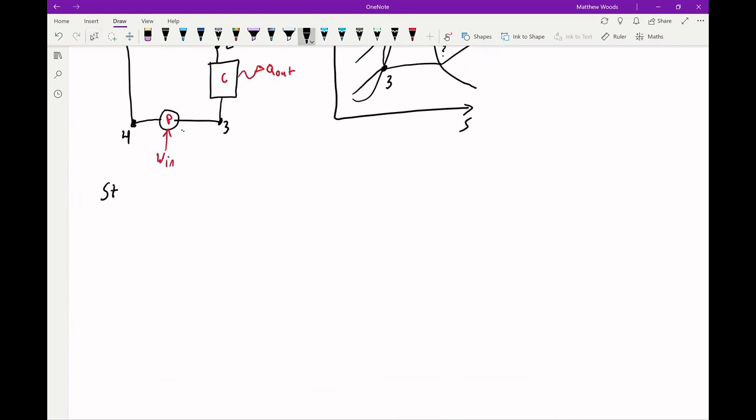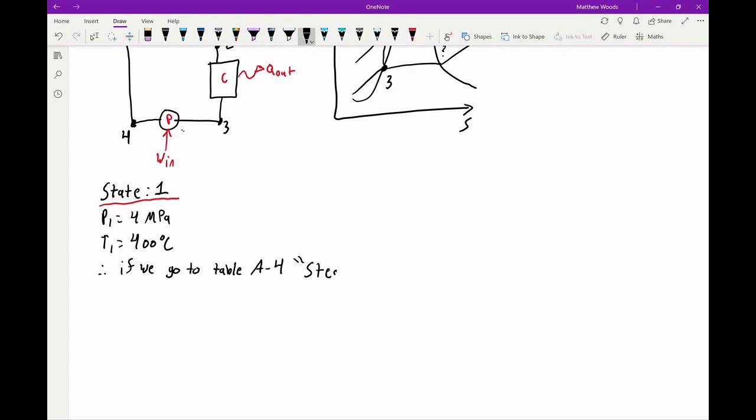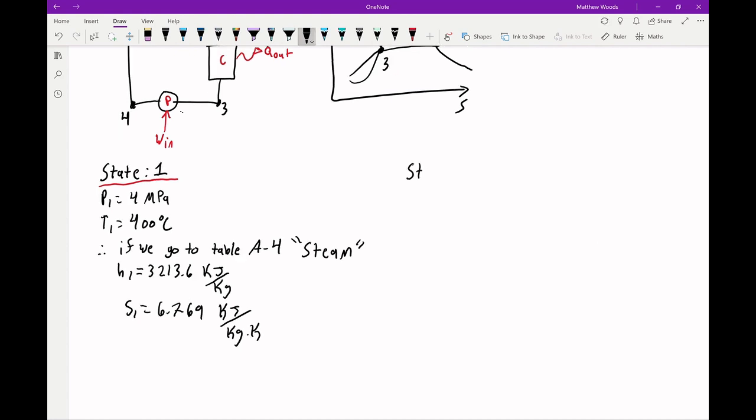So the easiest point to start will probably be state point 1, because we know the temperature and pressure here. So from this, we can easily go to table A4 and pull the enthalpy and entropy values, so H1 and S1. Next, we can go to state point 2, and here we know that S1 equals S2.